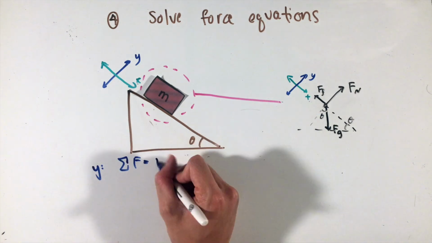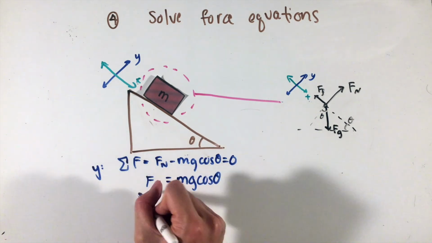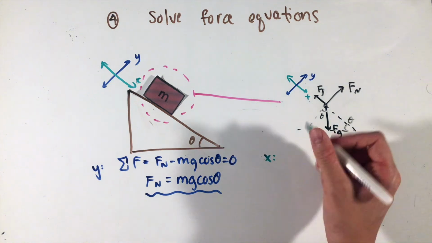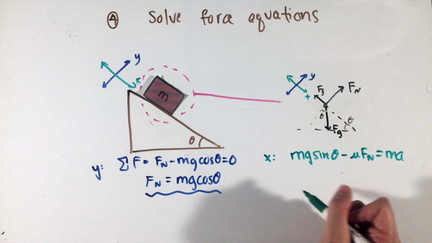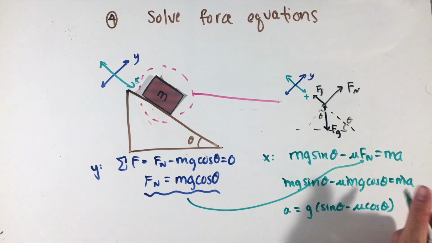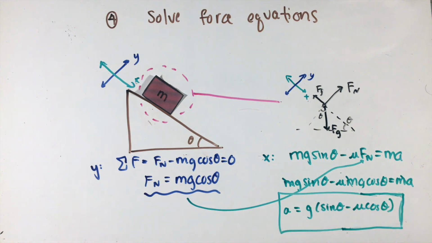For the y-axis, because the block does not sink into the ramp or fly off of it, the forces along this axis must sum to 0, remembering Newton's first and second laws. In addition, along the x-axis, the sum of these force vectors must add up to the net force on this object, which is equal to its mass times acceleration through Newton's second law once again.